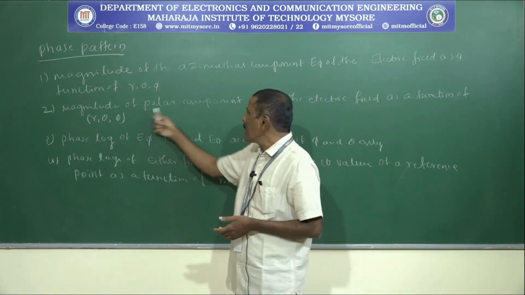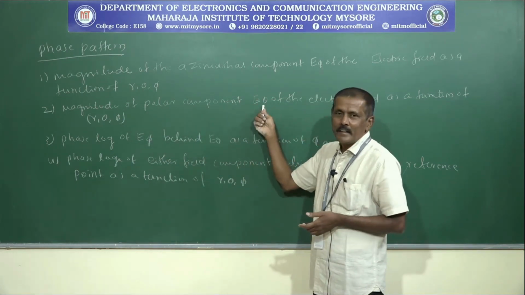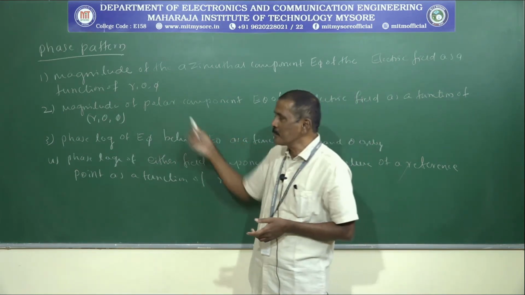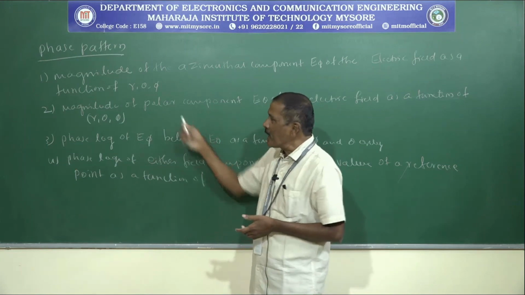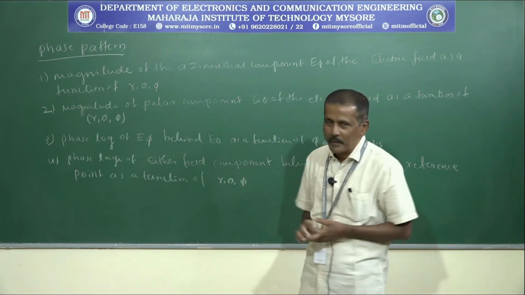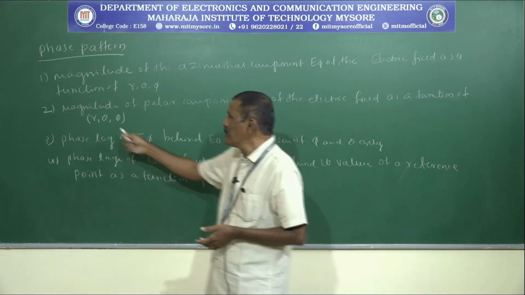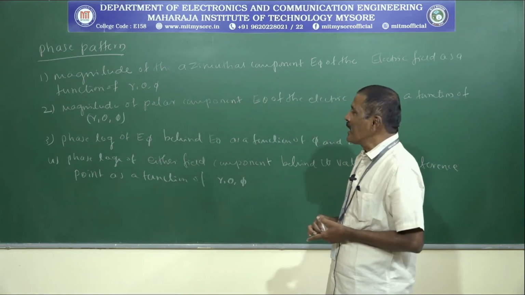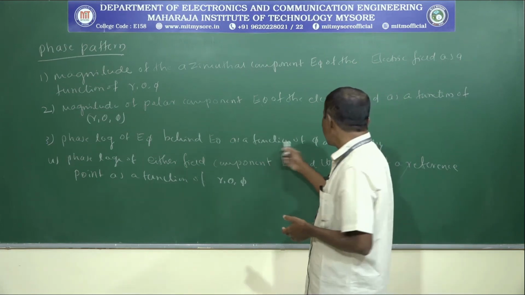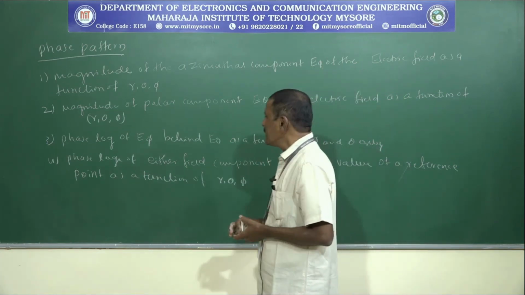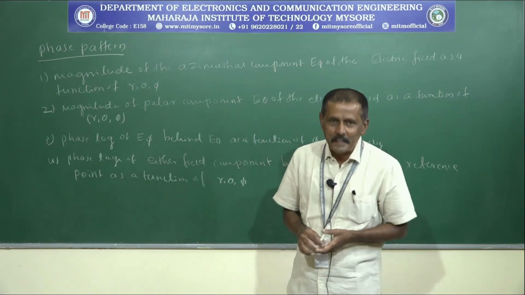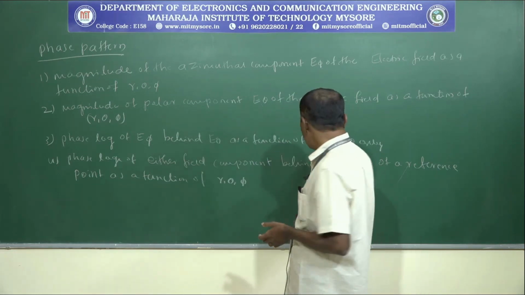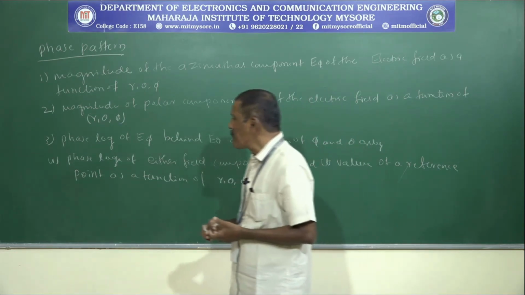And similarly, the magnitude of the polar component E theta, that is the electrical field component in the theta direction, we are calling it the polar component, and you want to calculate the magnitude of this electrical field component, and that is also a function of r, theta and phi. And the phase lag of E phi beyond E theta as a function of phi and theta only. That is, E phi is lagging behind E theta, and it is a function of phi and theta only.